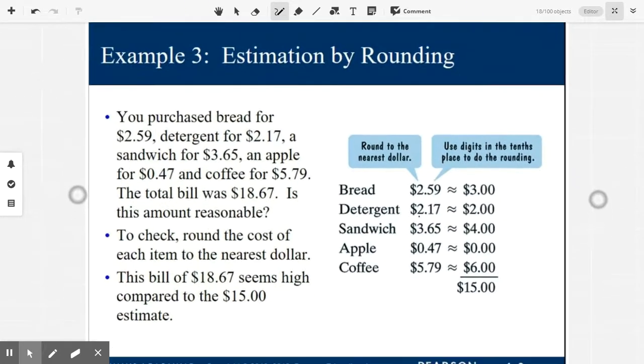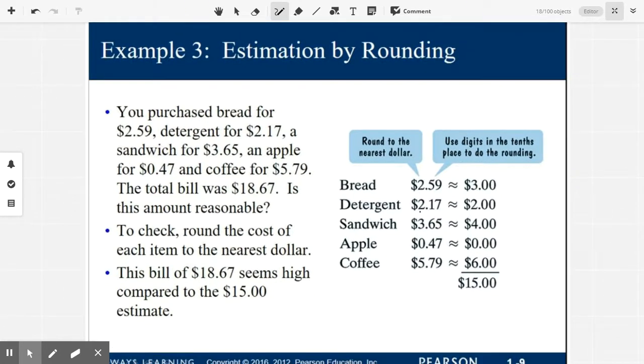All right, now this is just an example where, suppose you're going to the store, have in your mind what you want to spend, and as you're shopping, you're just sort of rounding things off and adding them up in your head. They're wanting to round it to the nearest dollar. It says you purchase bread for $2.59, detergent $2.17, a sandwich for $3.65, an apple for 47 cents, coffee $5.79 for a total bill of $18.67. Is this a reasonable amount? So what's the question? Is $18.67 reasonable for those?